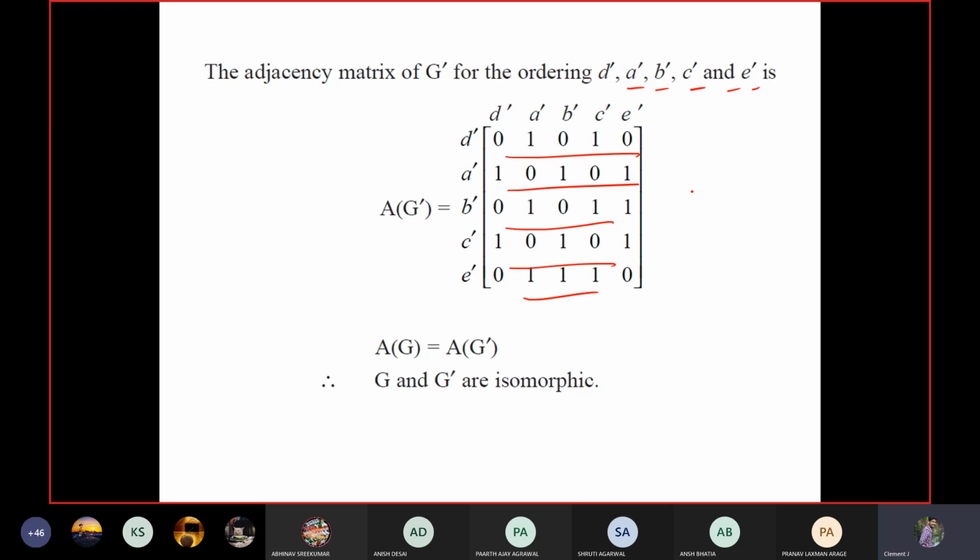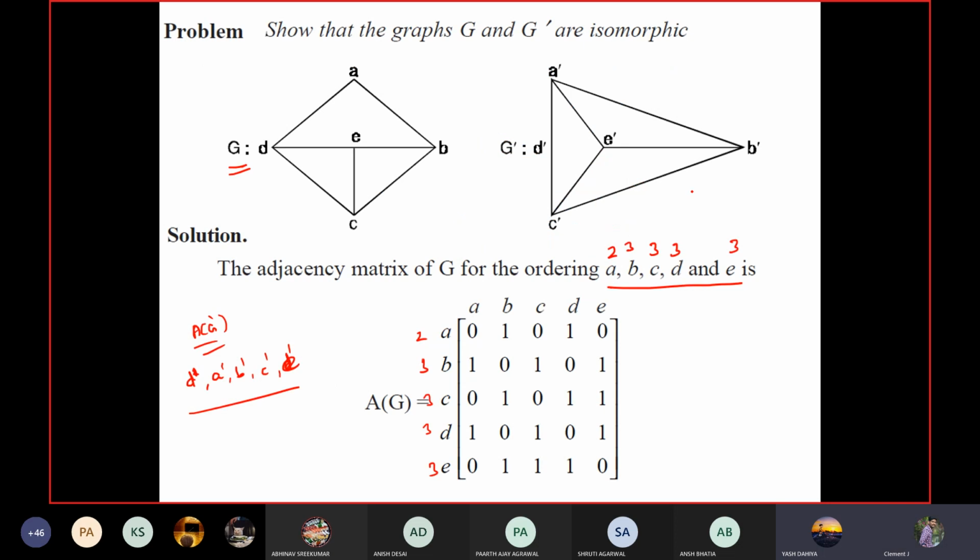Is it clear? Yes, please. Sir, I do not get why to start from D dash. Okay. Yes, let me explain, one second.